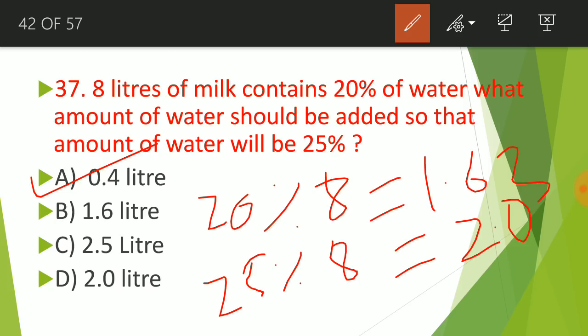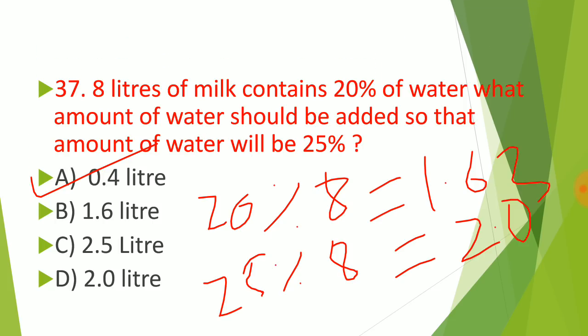So 0.4 liter is the amount of water that should be added to the milk so that the water contains 25% of the milk.